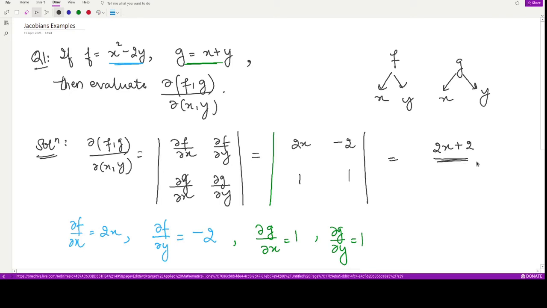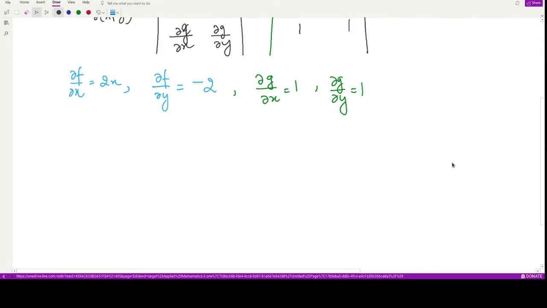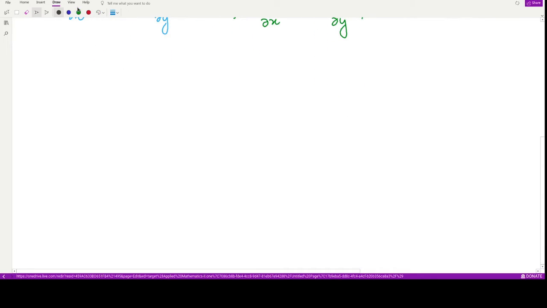So this is very simple. You just have to know how to compute the partial derivatives, and then you just take the determinant. So now let us see this question.